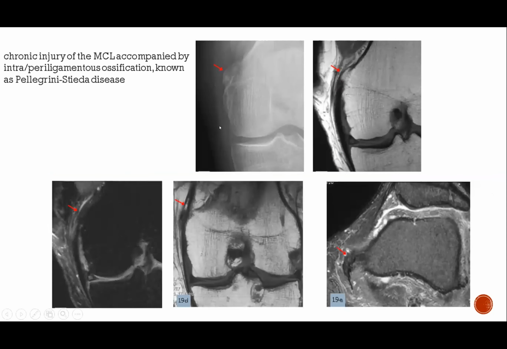So a note about Pellegrini-Stieda disease. It is the chronic injury of MCL leading to intra or periligamentous ossification. So we can see it in the X-ray and also confirmed on the MRI images. So this is the cut at the shaft of the femur, and we know this is just proximal to the superficial MCL attachment. So it represents chronic MCL injury.